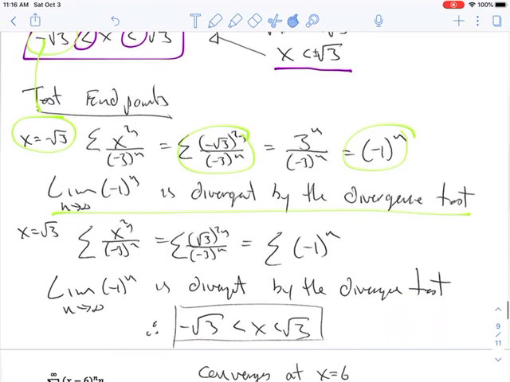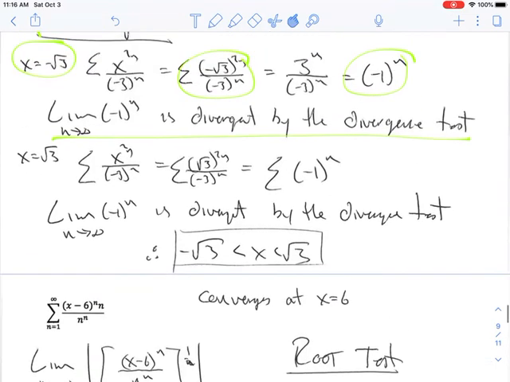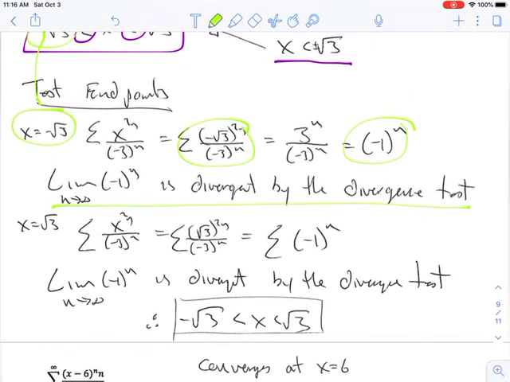Then we're going to test the other endpoint, which is radical 3. Plugging that into our series, we end up with negative 1 to the n, and it is also divergent by the divergence test. Therefore, at both endpoints it is divergent, and so our interval of convergence looks like this.